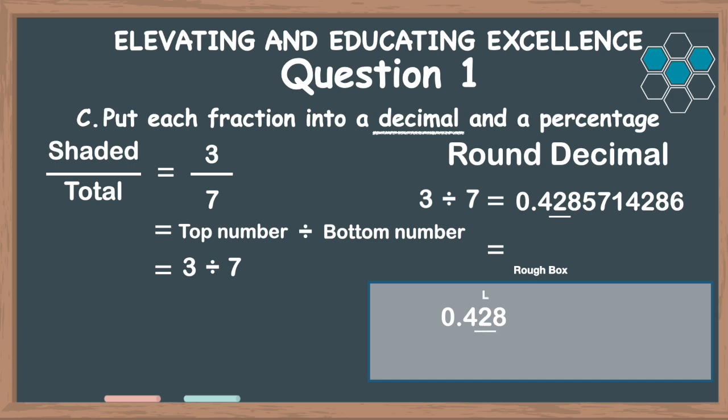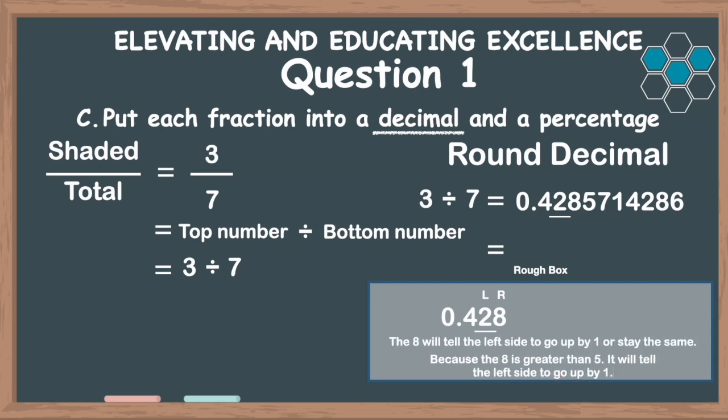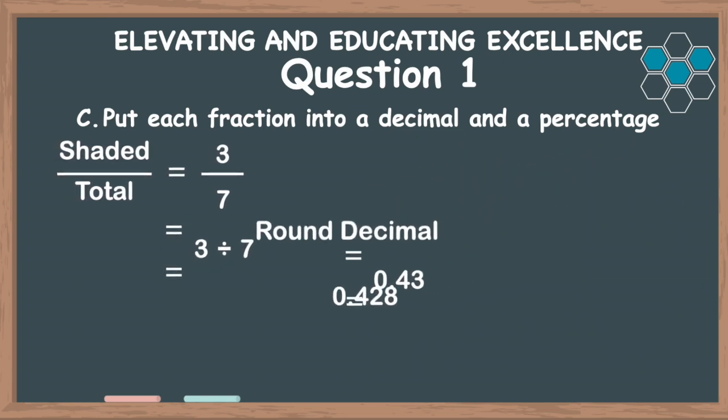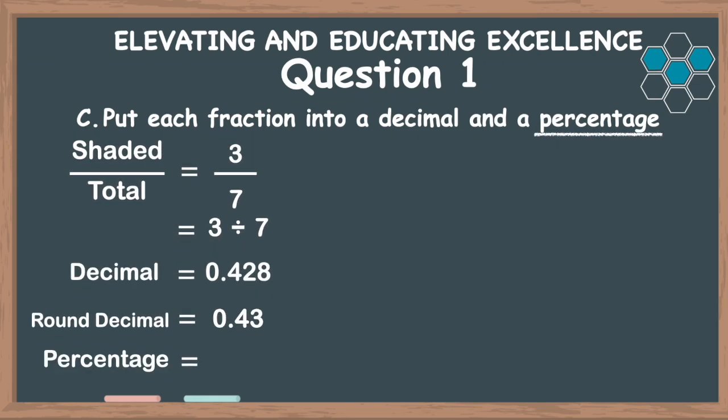We're going to label it left side, right side. So the 8 will tell the left side to go up by 1 or stay the same. Because the 8 is greater than 5, it will tell the left side to go up by 1. Therefore, the answer is 0.43. Now let's find the percent.